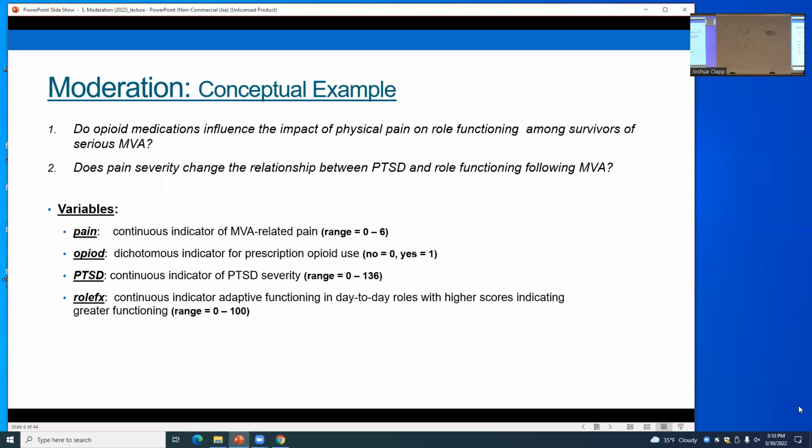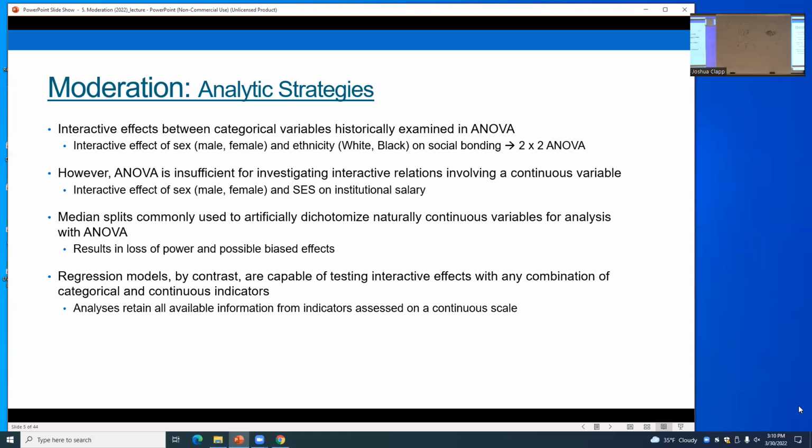Okay. Yes. So we said before, when you use regression models, that increases the number of participants. Yeah.